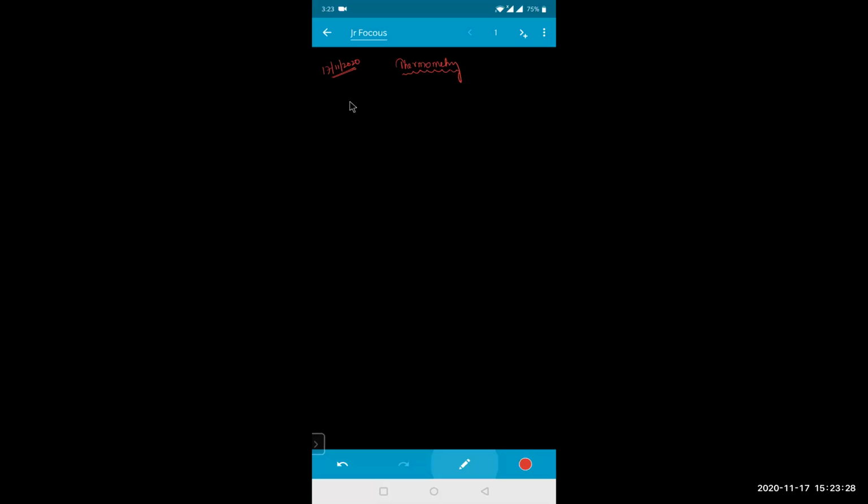Thermometry. So what is the formula, beta? Yesterday I told you. What is the relation between all the temperature scales? Can anyone revise that once? C by 5 is equal to F minus 32 divided by 9 is equal to K minus 273 divided by 5 is equal to R by 4.